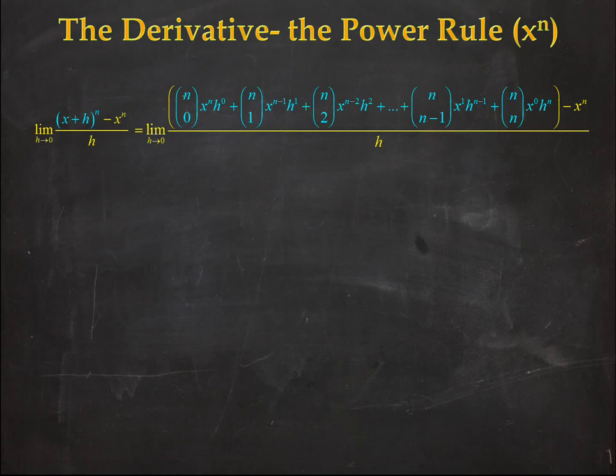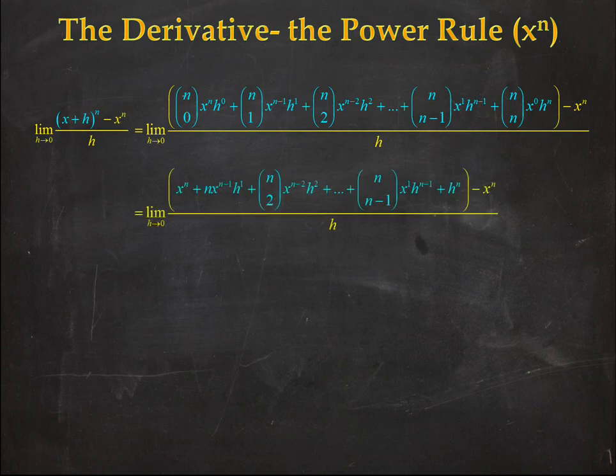Now, because the first, the second, and the last term are easy to evaluate because we know what n choose 0 is, and n choose 1, and n choose n is, we can simplify our expression. So h to the 0 is just 1, and then we notice n choose 0 is just 1. So my first term is just x to the n. Similarly, n choose 1 is just n, and then x to the n minus 1, h to the 1.